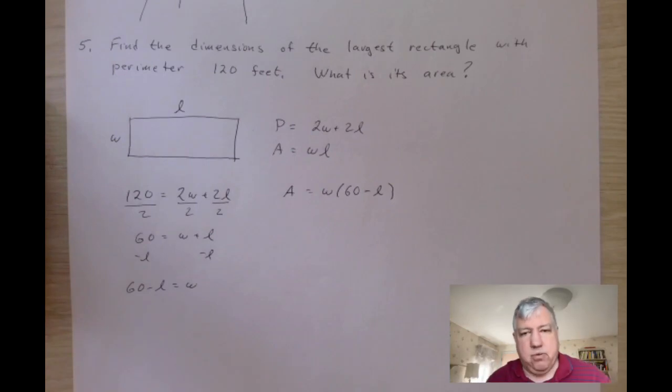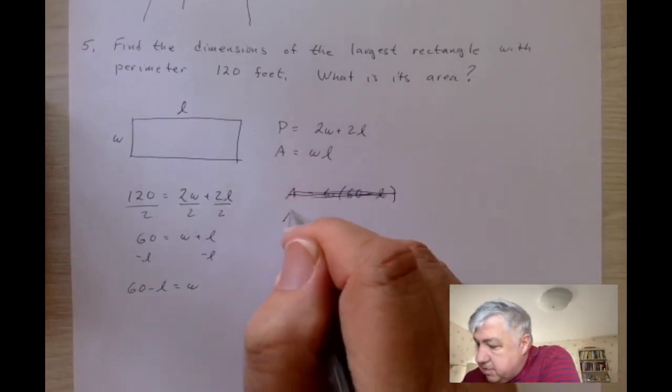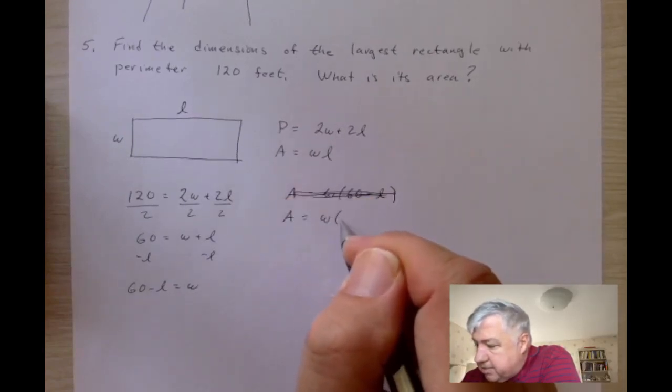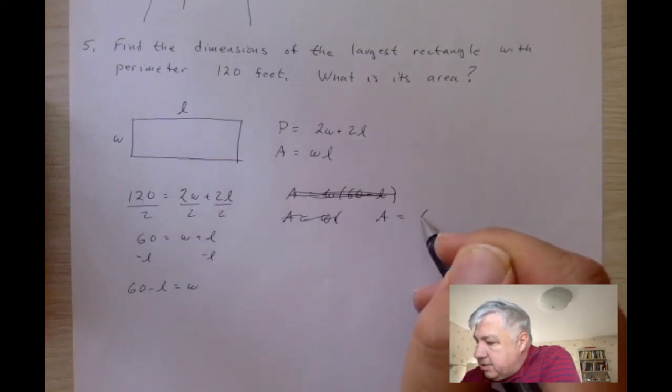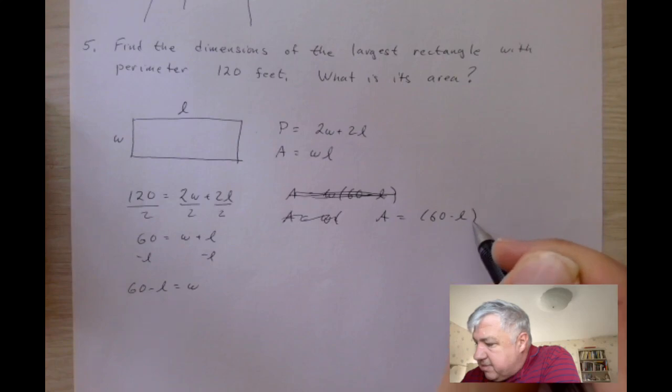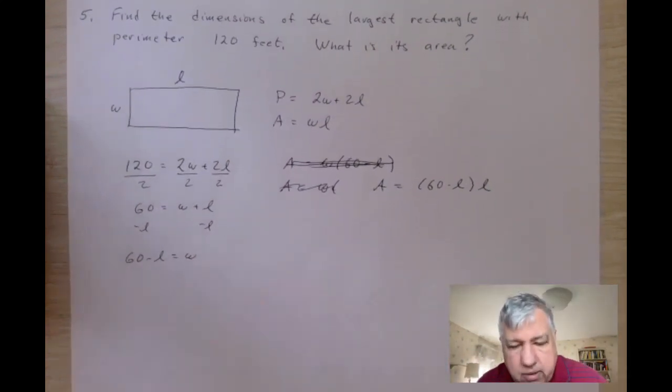All right. Now, this might not look like a quadratic function at first because there's no x, and there's also, oh, I try again. Okay. A equals W times, right, A equals 60 minus L times L. Okay, put everything in terms of L. All right.